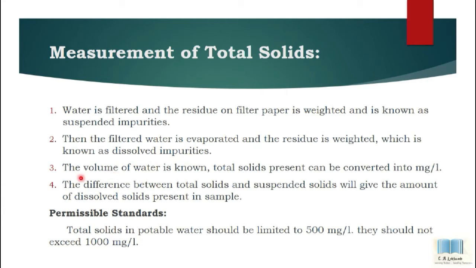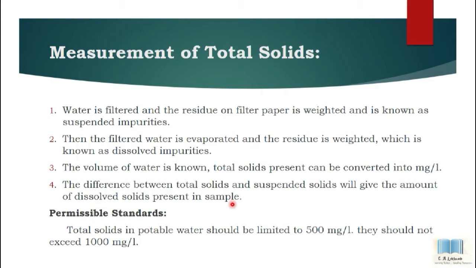Then the third point is the volume of water is known. Total solids present can be converted into mg per liter. And the fourth point is the difference between the total solids and suspended solids will give the amount of dissolved solids present in the sample.